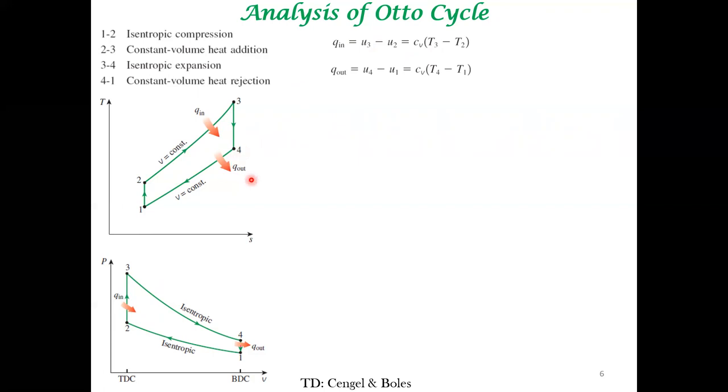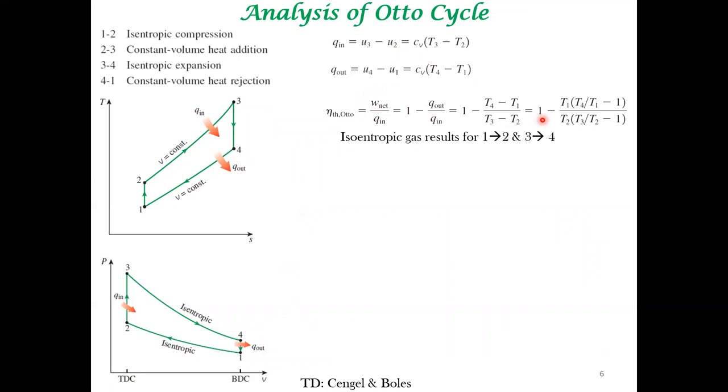Likewise, the heat output is in the process 4 to 1. 4 to 1 again is an isochoric process. Constant volume, heat is being rejected with corresponding temperature changes. Once you know the heat that is taken in and rejected out, we can define the efficiency, because from the first law balance, we know the work that is being generated divided by the overall heat input. It's a simple manipulation. And we also know that changes 1 to 2 and 3 to 4 are isentropic changes.